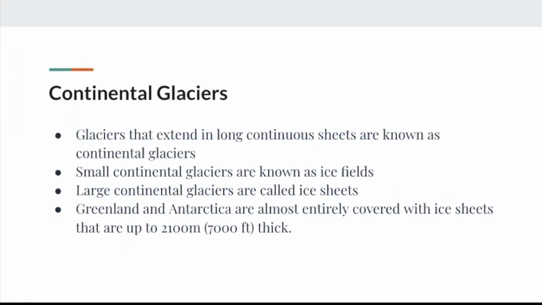So continental glaciers are glaciers that extend in long, continuous sheets. Currently, there are two major classifications of continental glaciers: small continental glaciers, which are known as ice fields, and large continental glaciers, which are called ice sheets. Greenland and Antarctica, as Anna mentioned, are mostly entirely covered with ice sheets, and they're the two largest ice sheets in the world. They are about 2,100 meters thick, which equates to about 7,000 feet. That's crazy because it's over a mile.